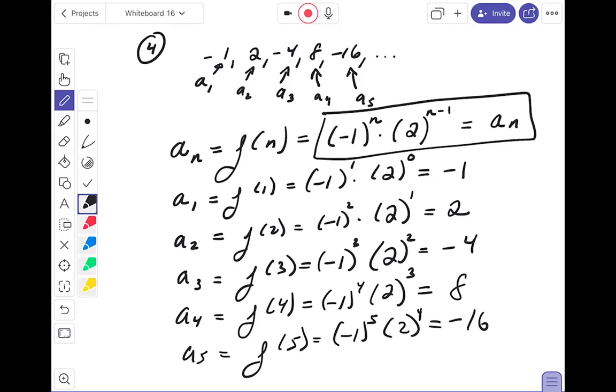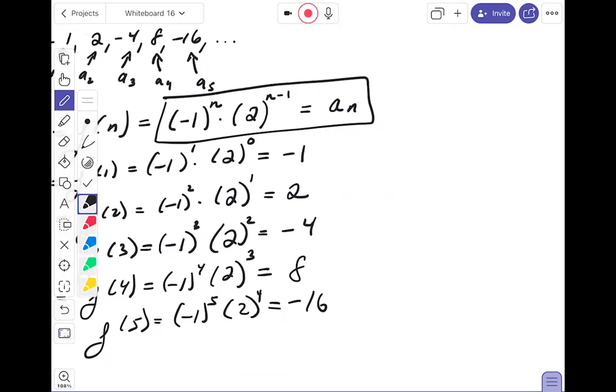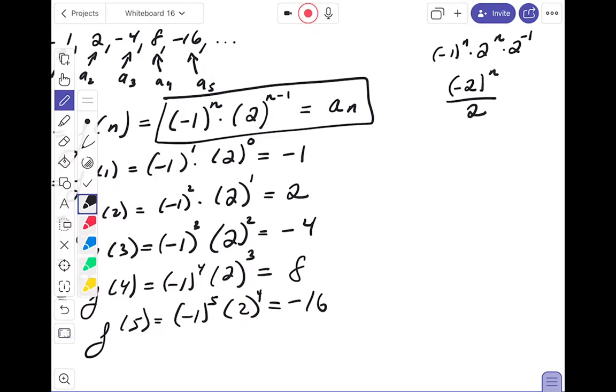If you want, you can rewrite that. I don't recommend it though, but you could, and I want to go through that with you. So I could write this also as, minus 1 to the n times 2 to the n times 2 to the minus 1. What would this give us over here? Well, minus 2 to the n over 2. That also is going to work.